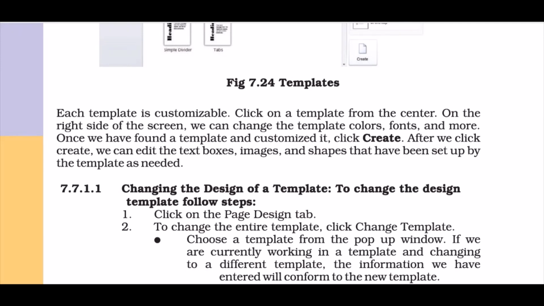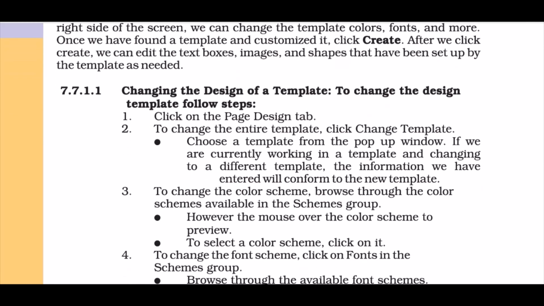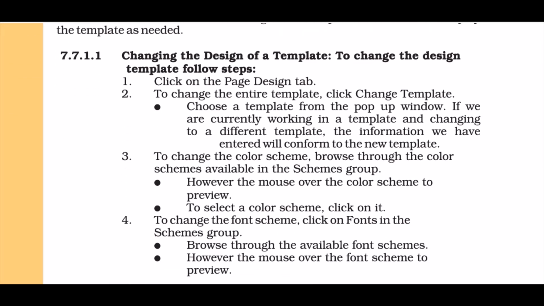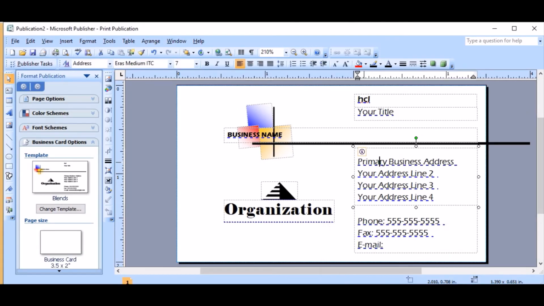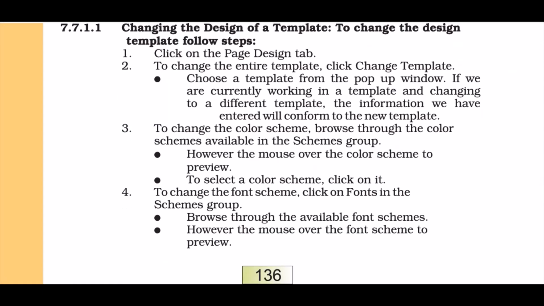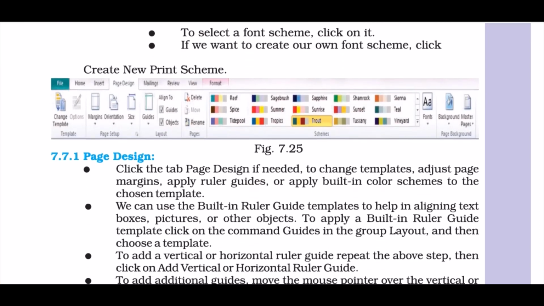A user can click on templates from the center on the right side of the screen. We can customize any template. We'll just click on the template from the center. On the right side of the screen, we can change the template color, font, and more. We just need to create a new template by clicking on it, and the design will follow. Like I just clicked on it. We can follow the design, we can change our color, we can change the text color, we can change the frame color as well. We can go over with the mouse and select color schemes.